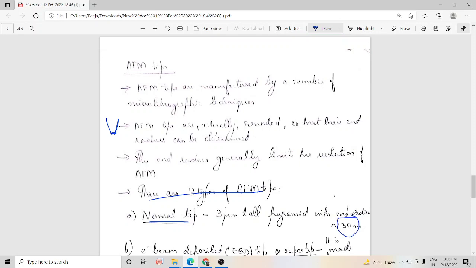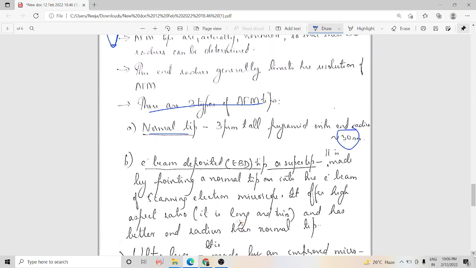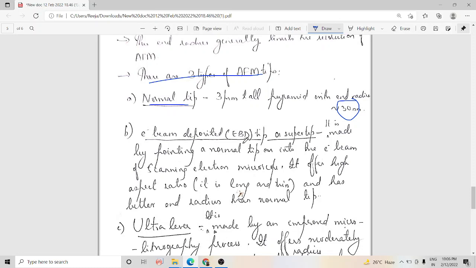Then there is the electron beam deposited tip, or it's called a super tip. It is made by pointing this normal tip into an electron beam of a scanning electron microscope. So this tip offers a high aspect ratio. Aspect ratio means length to diameter ratio.